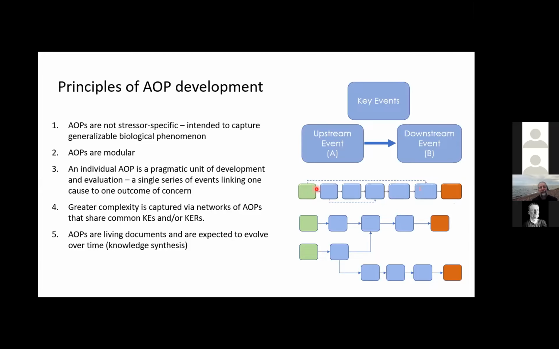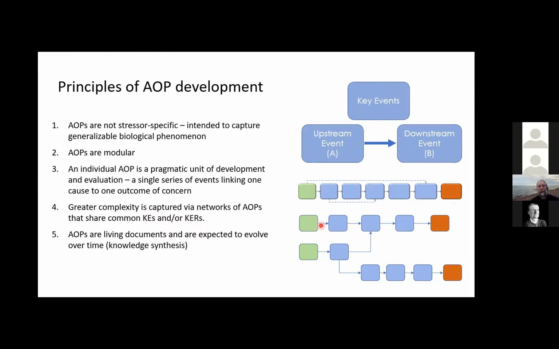But we recognize that this is a simplification and that, if we perturb a biological system, there can be many different outcomes, many different consequences, and they're not all captured in this one sort of linear description. And so we capture that greater complexity of the biology through the assembly of adverse outcome pathway networks, based on this idea that this framework is modular and that various adverse outcome pathways can share key events or share key event relationships.